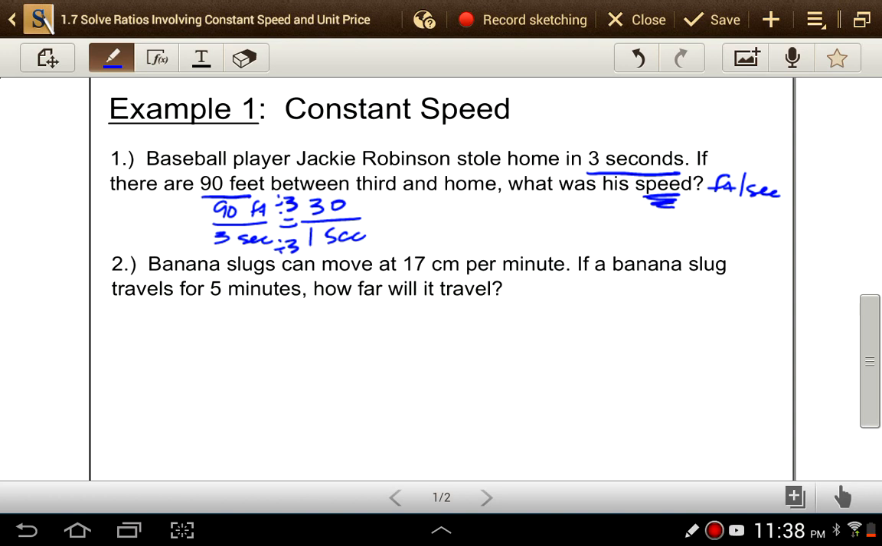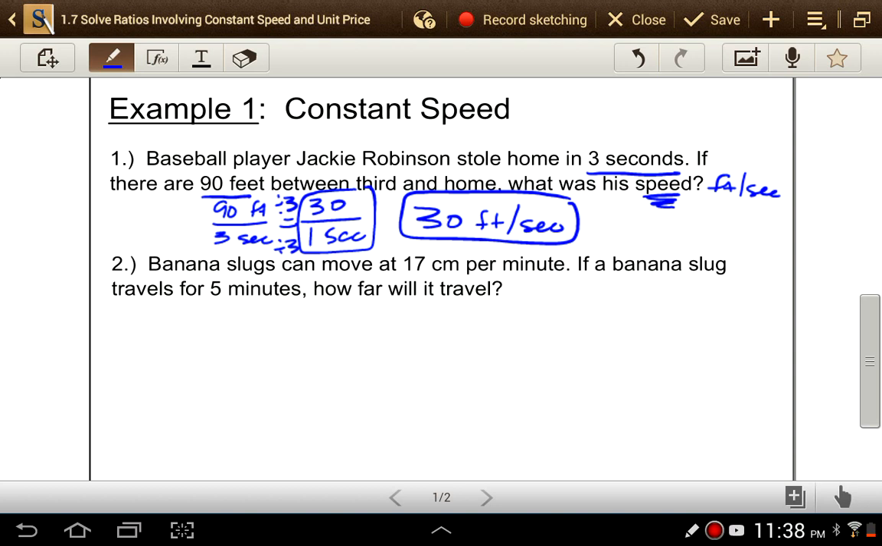So my question is, what's the speed? How many feet can you run per second? Well, here's my answer right here. He can run 30 feet per second. Don't forget your labels. They are very important in that final answer so people know what you're talking about.